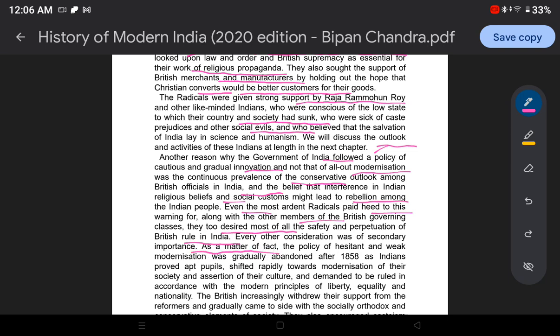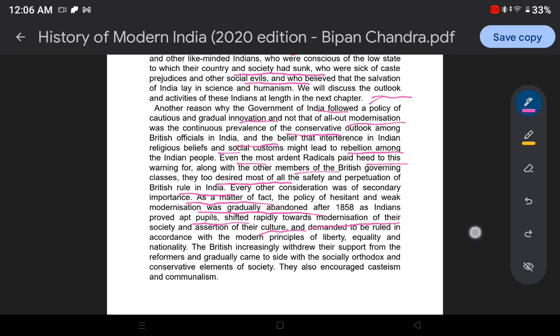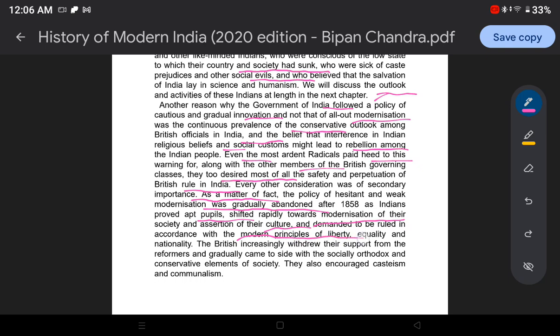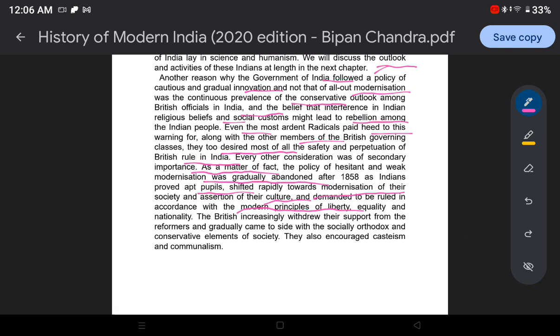As a matter of fact, the policy of hesitant and weak modernization was gradually abandoned after 1858 as Indians proved apt. People shifted rapidly towards modernization of their society and assertion of their culture, and demanded to be ruled in accordance with the modern principles of liberty, equality, and nationality. The British increasingly withdrew their support from the reformers and gradually came to side with the socially orthodox and conservative elements of society. They also encouraged casteism and communalism.